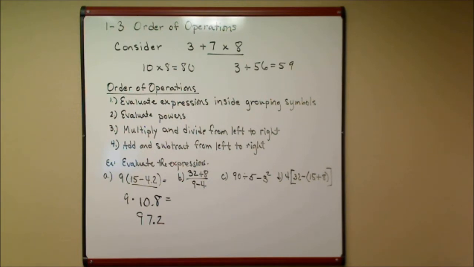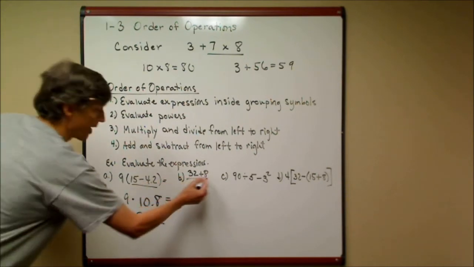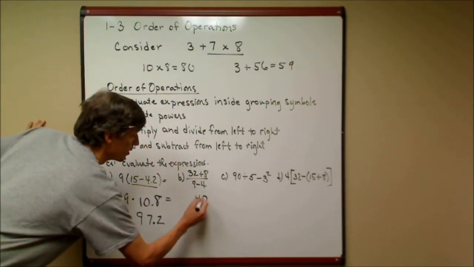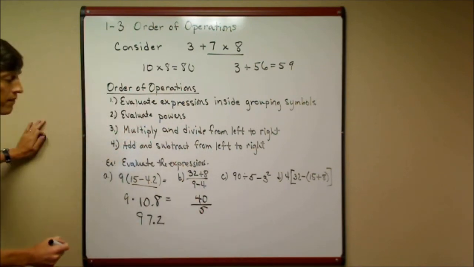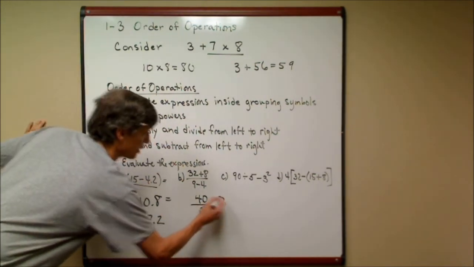Now in the second one, I don't have any symbols of grouping, but I have a fraction bar, which of course implies division. But because there's an expression in the numerator and there's an expression in the denominator, the fraction bar kind of separates it into 3 separate problems. I'm going to simplify the numerator, I'm going to simplify the denominator, and then I'm going to divide. So in the numerator, I'm adding here, that's 40. In the denominator, I'm subtracting, that's 5. And this means 40 divided by 5, or 8.